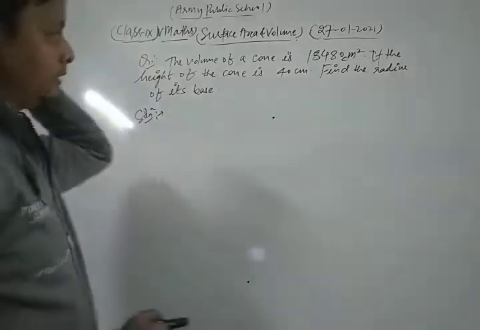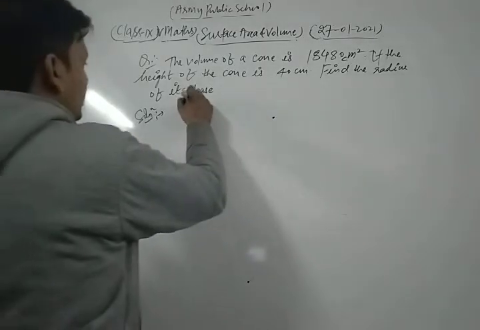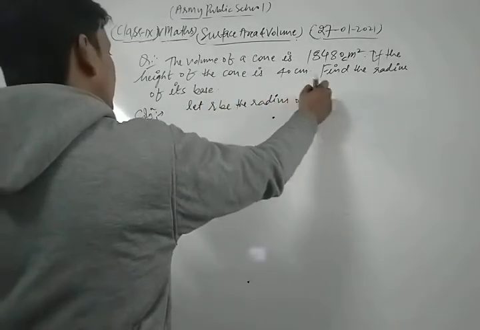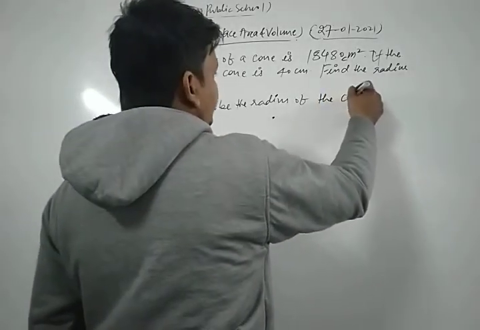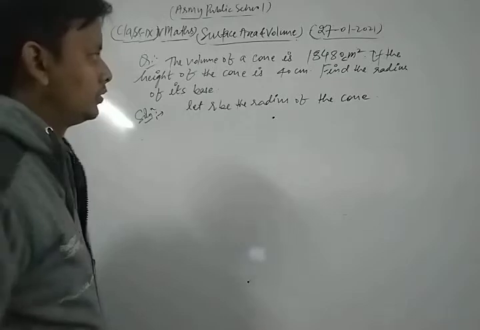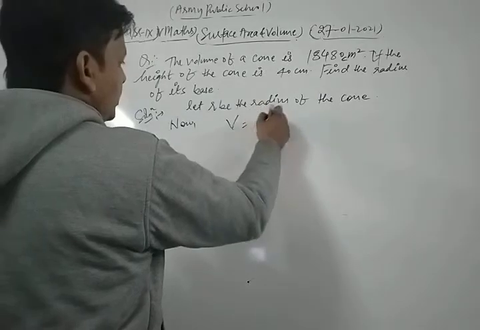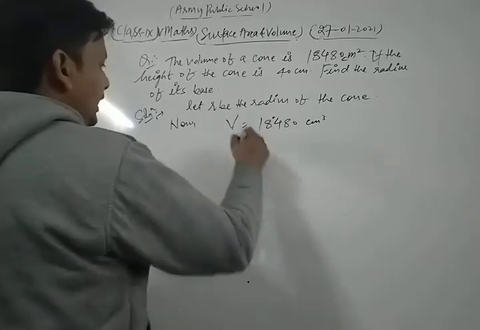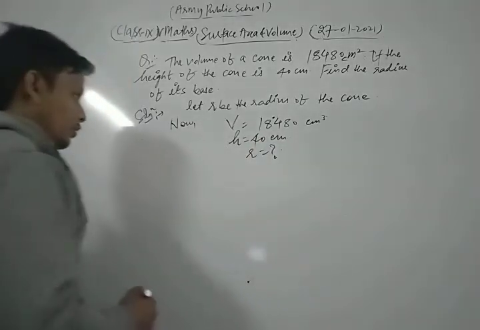Okay, now let's see. Here the volume of the cone is this. So first of all we find the radius of the base. Now let r be the radius of the given cone. Okay dear students, we take r as the radius of the cone. Now volume of the cone is given as 18480 centimeter cube, and the height of the cone h is given as 40 centimeter, and we find the radius of the cone.